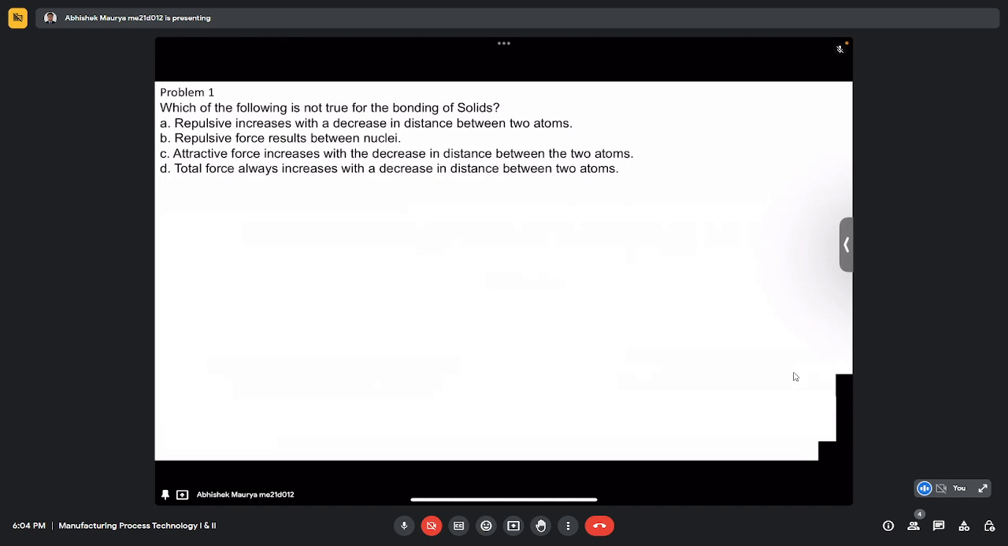Let's try to discuss it together. Here the problem is, which of the following is not true for the bonding of solids? This question is from the course video lecture of week one. Here it has been asked about the nature of forces between two atoms of a solid which are bonded.